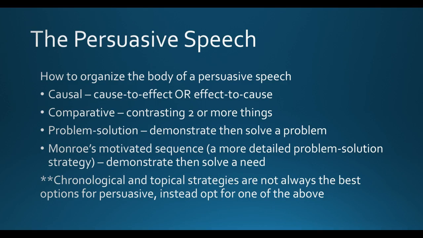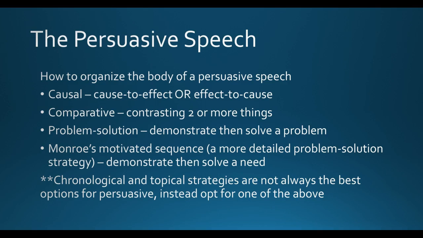Let's say you did a narrative speech and you were telling a story, chronological, maybe a time-sequenced kind of thing. First this happened, and then finally this happened. Or maybe you just went for a topical strategy where you shared 3 specific points on a particular topic. Those kinds of things don't quite pack the punch that you're going to need in persuasion.